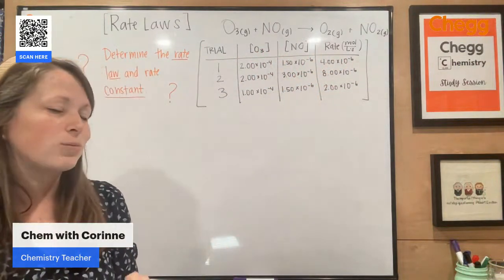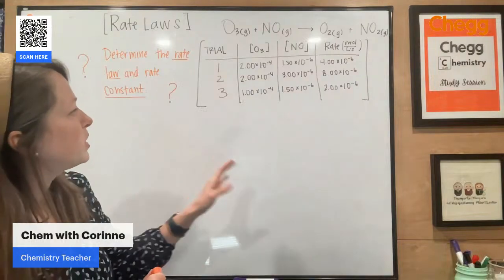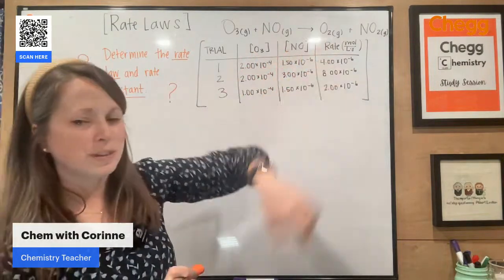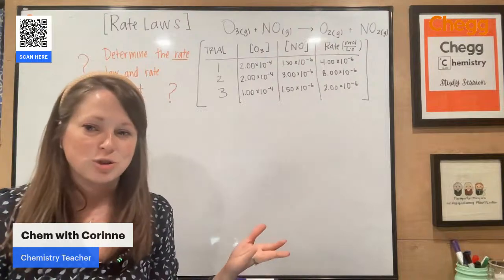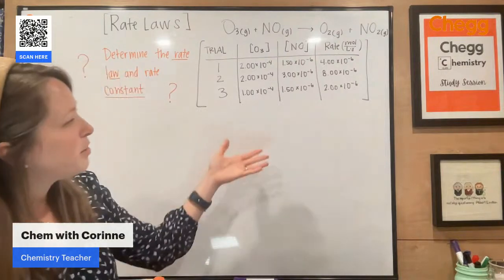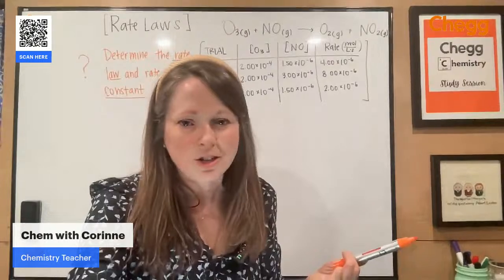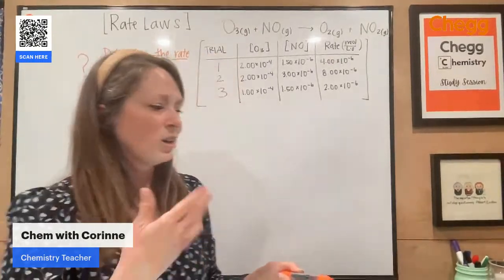So your goal when writing a rate law is to determine the order with respect to the concentration of each reactant. So how does changing the concentration of each reactant affect the rate of the reaction? And the rate of the reaction is just how quickly that reaction goes.